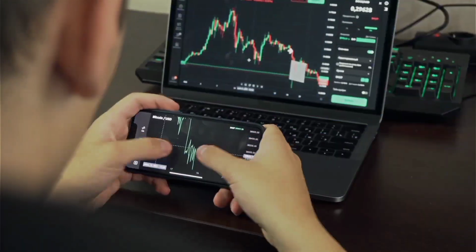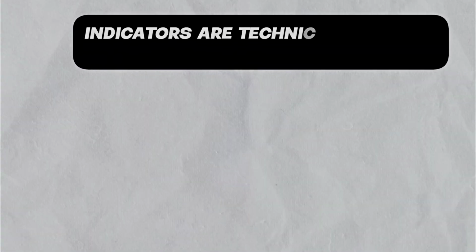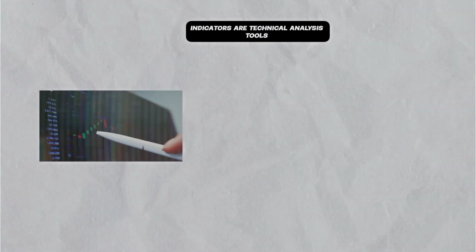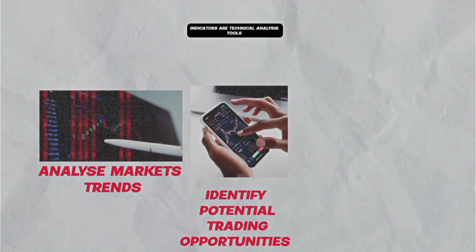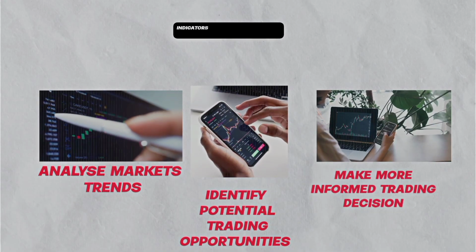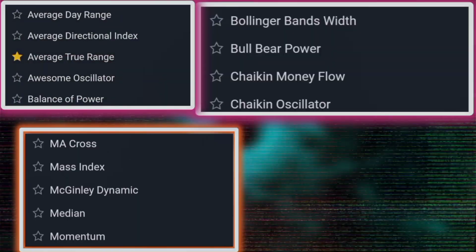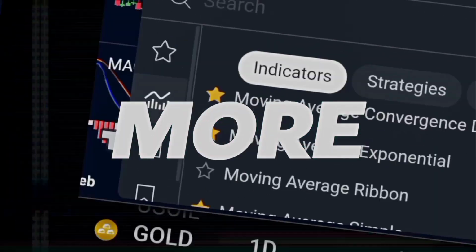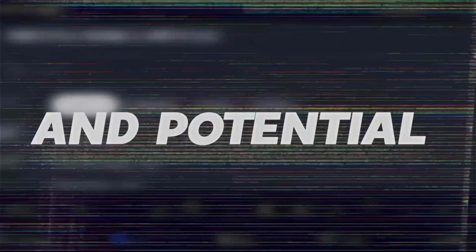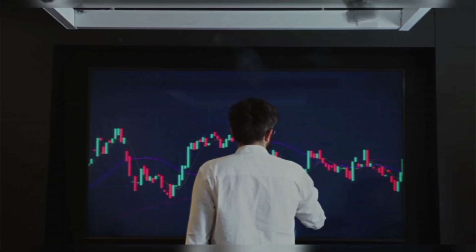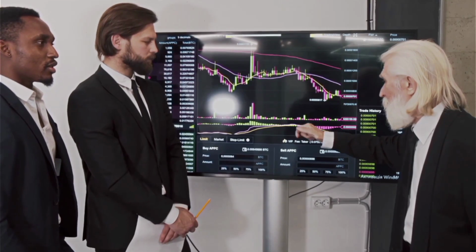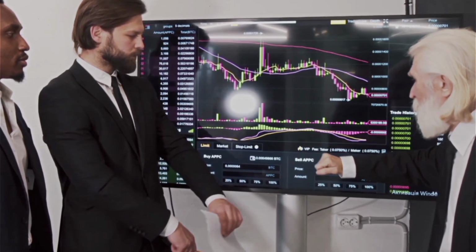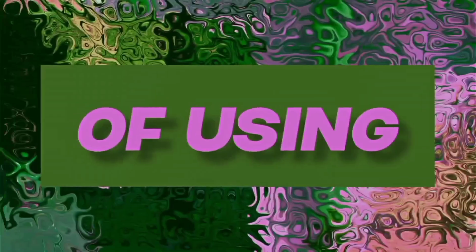For those of you who are new to trading, indicators are technical analysis tools that traders use to analyze market trends, identify potential trading opportunities, and make more informed trading decisions. There are many different types of indicators, including moving average, relative strength index, MACD, and many more. These indicators are designed to help traders identify trends, momentum, and potential market reversals. While indicators can be helpful for traders, there is a lot of debate in the trading community about whether they are worth using. First, let's discuss the pros of using trading indicators.